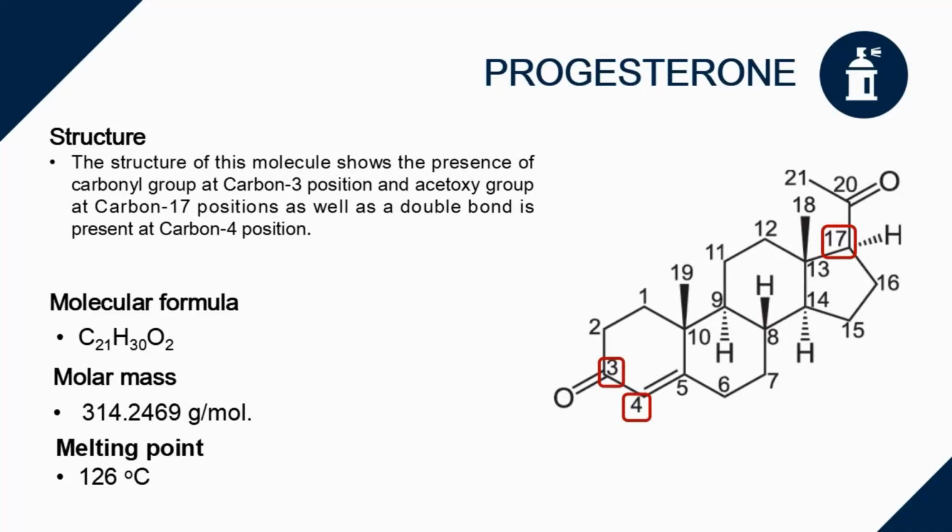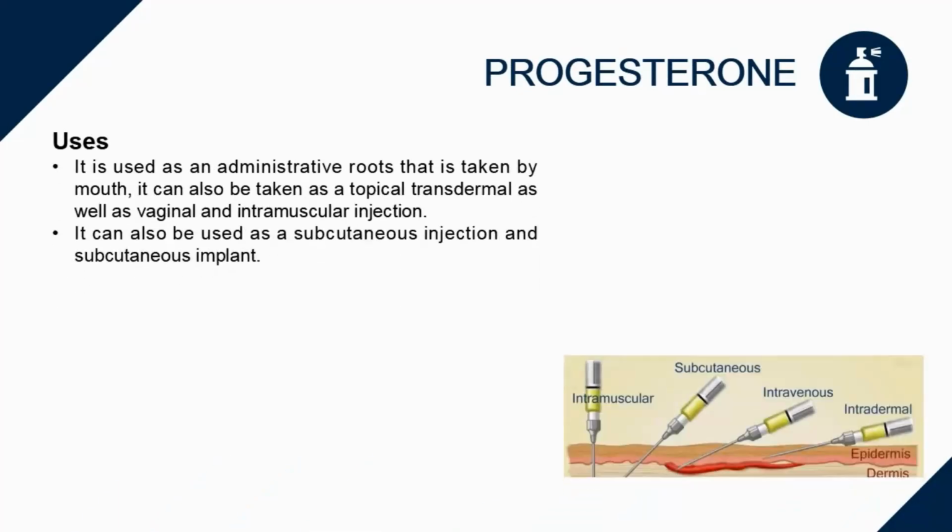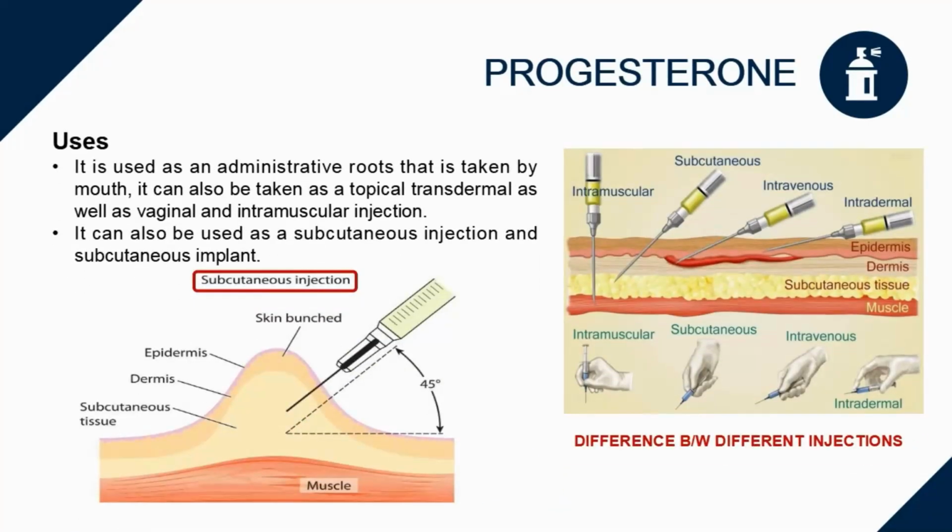The molar mass of progesterone is 314.469 gram per mole and the melting point is 126. Progesterone can be used with an administrative route that is taken by mouth. It can also be taken as topical, transdermal, as well as vaginal and intramuscular injection. It can also be used as a subcutaneous injection and a subcutaneous implant.